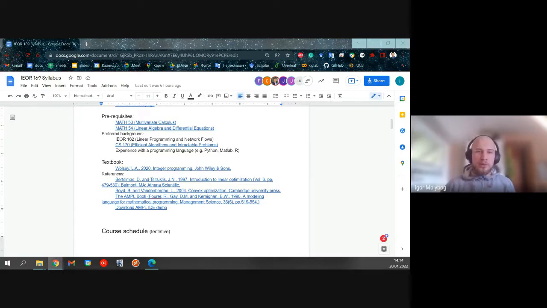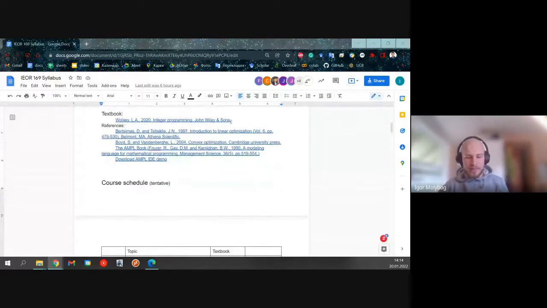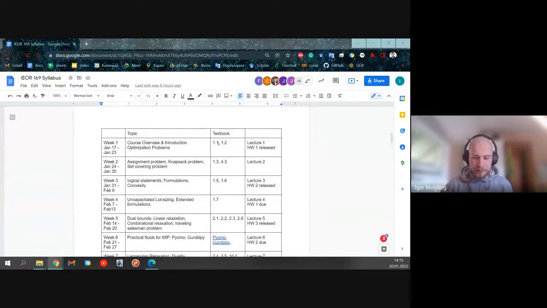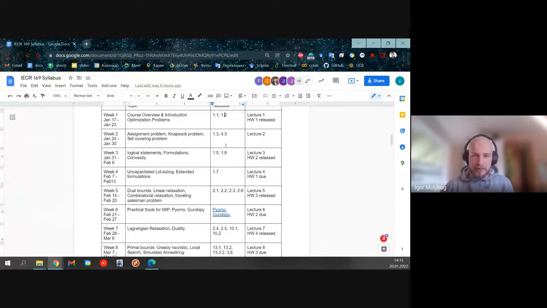Okay, so we're going to be following closely the Wolsey textbook. Later in the course schedule, I'm referring to this textbook, so these are the numbers of the sections in this textbook. You can always continue reading after the lecture or prepare for the lecture by reading the sections.